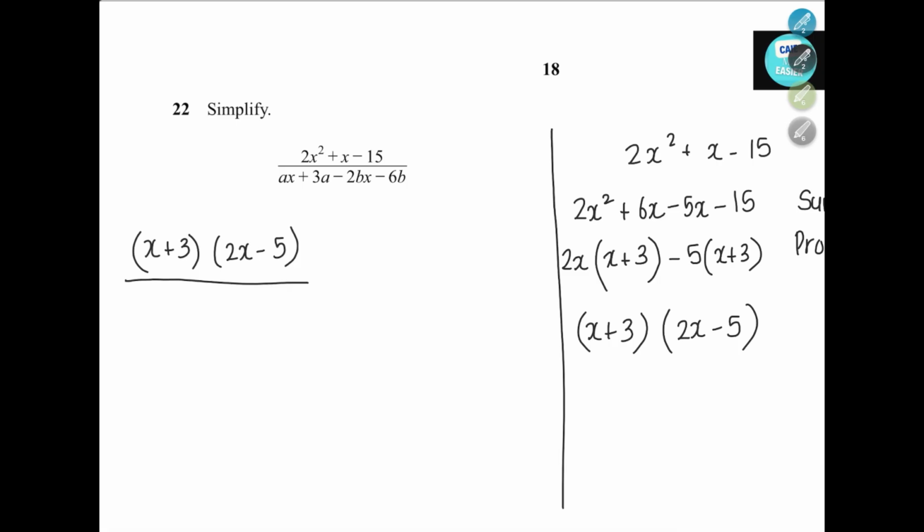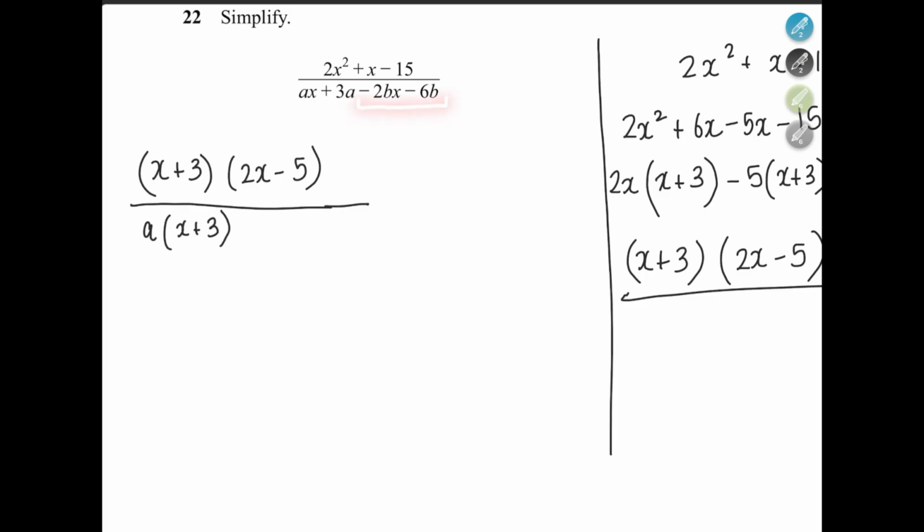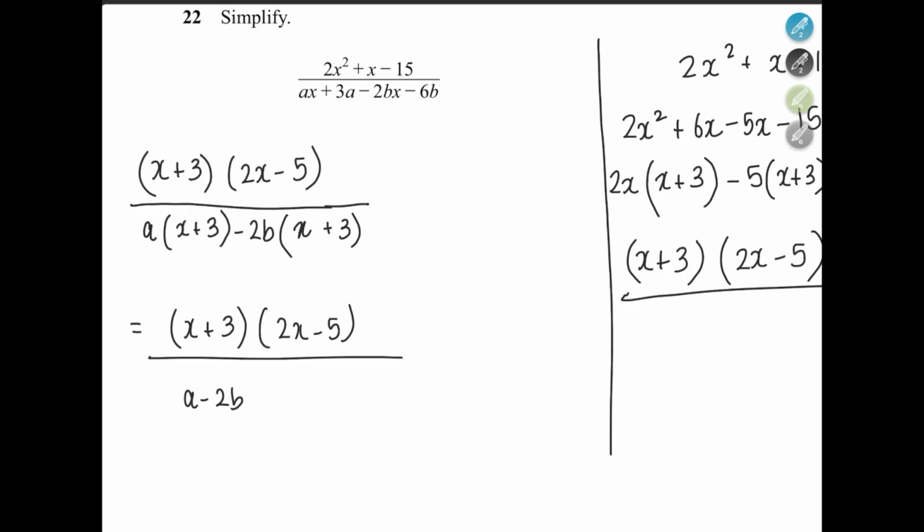We have to factorize again. So from the first two terms, ax and plus 3a, let's take the common out. Common here is going to be the bracket x plus 3 times a. For the second part, we can take negative 2b outside. Negative 2b, what are we left with? We're left with x plus 3. Now this can be written as x plus 3 times 2x minus 5, divided by a minus 2b and then x plus 3. This is the complete factorization of the denominator.